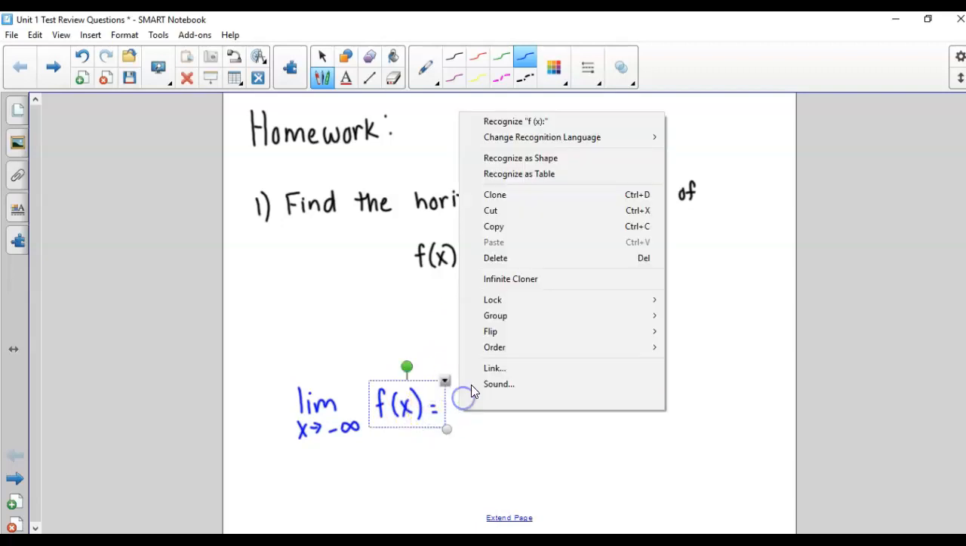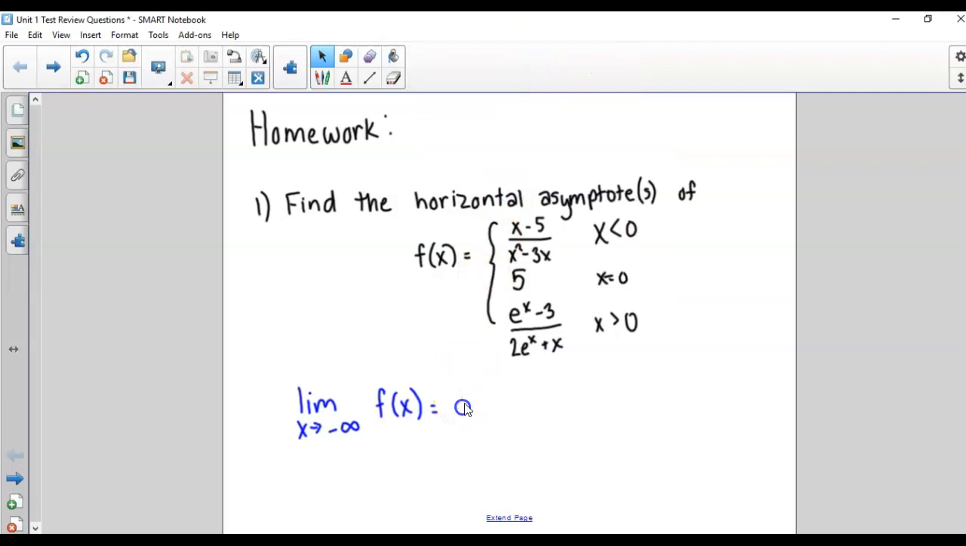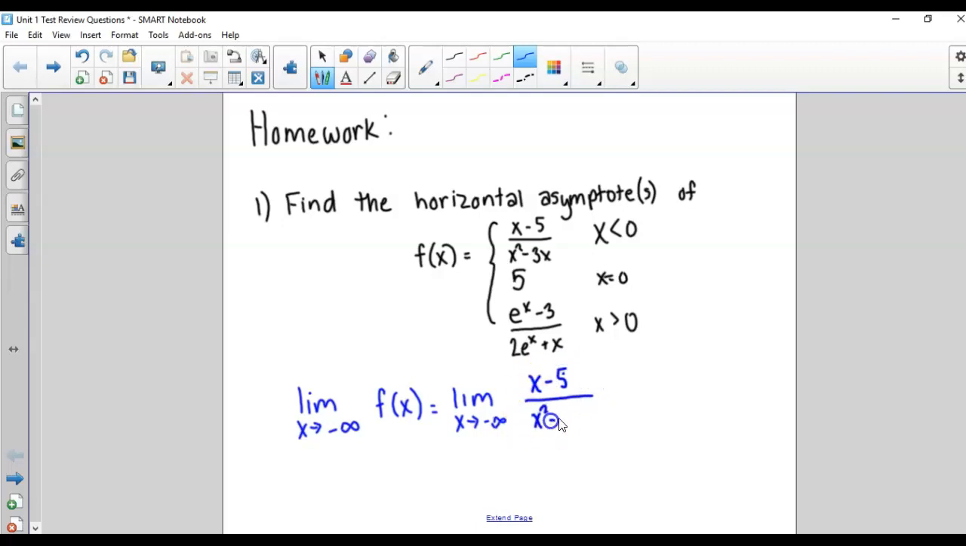So the limit as x approaches negative infinity of f of x, I'm going to get the limit as x approaches negative infinity of x minus 5 over x squared minus 3x. And I'm just going to kind of shortcut this here. Bobo-Botno ECC tells me that this is bigger on the bottom, which means my limit is going to be 0.